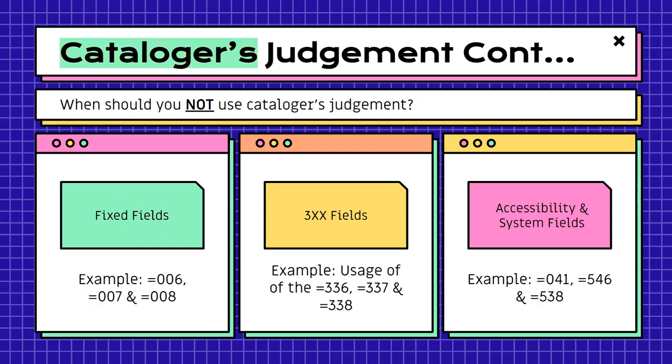Okay, and of course, there are definitely places you absolutely cannot use your cataloger's judgment. So your fixed fields, your 06, your 07, your 08. Your 07 will control your icons, your 08 can control searching. You don't do it, don't argue. The 3XX fields, as more libraries get towards RDA and actually using those fields, the content and the media type, that's important. Don't mess with those. It is what it is.